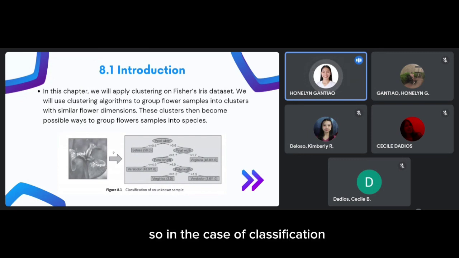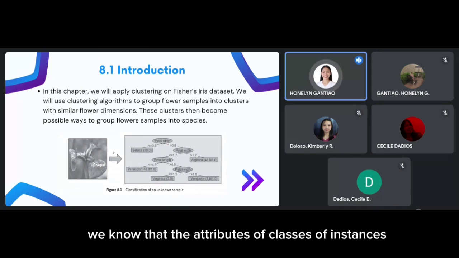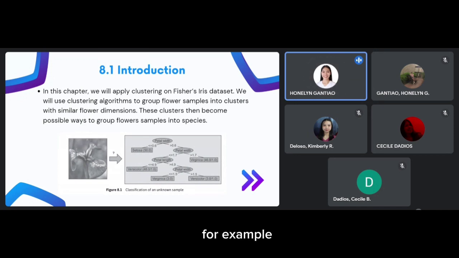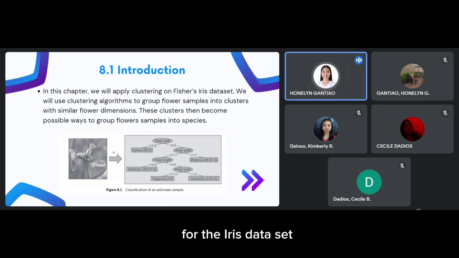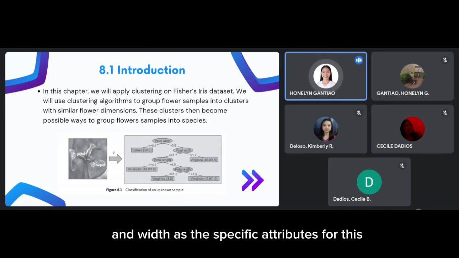In the case of classification, we know the attributes and classes of instances. For example, the dimensions and classes were already known to us for the iris dataset, so our goal was to predict the class of an unknown sample, as shown in figure 8.1. We use the flower sepal length and width and the petal length and width as the specific attributes. Based on flower dimensions, we can identify an unknown iris as one of the three species: setosa, versicolor, and virginica.